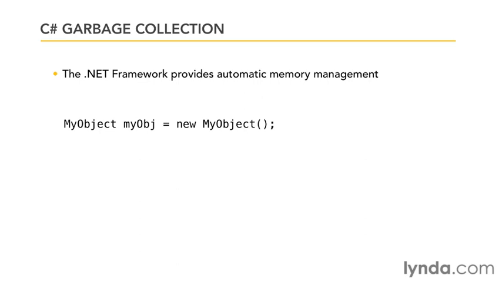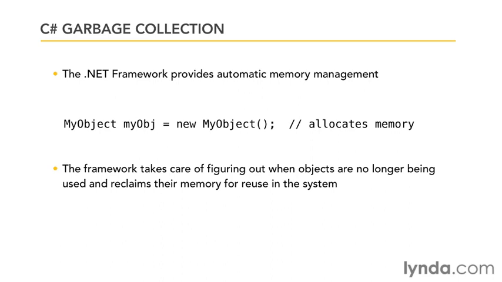Now, to take a simple example, when you do something like this in your C# program, you have some object type definition, maybe you've made a new class, and you use the new operator to create a new instance of that object, that allocates memory somewhere in the system. That tells .NET, hey, you've got to go find some memory to hold my object. And the framework will take care of figuring out when this object is no longer being used. You don't have to do anything special. .NET will just figure out that you're done using this object, and it will put the memory back in the system for you.